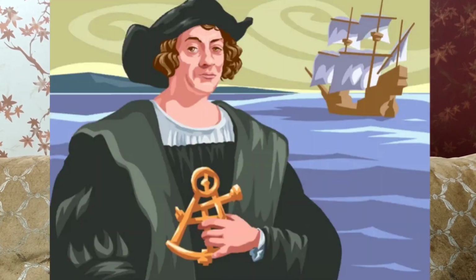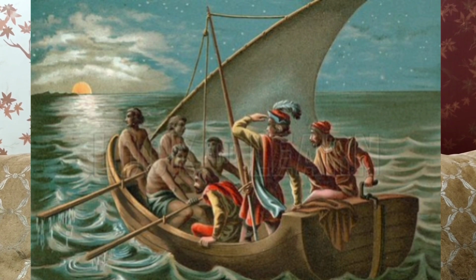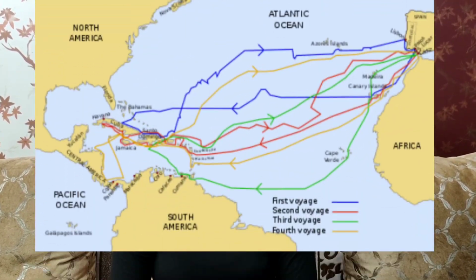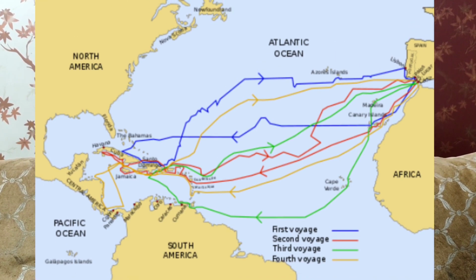I am Bhumika and I will be covering the third voyage of Columbus. Now before moving on to the third voyage, I want to give you a brief description about Columbus. Christopher Columbus was an Italian explorer and navigator from the Republic of Genoa who completed 4 voyages across the Atlantic in the years 1492, 1493, 1498 and 1502.